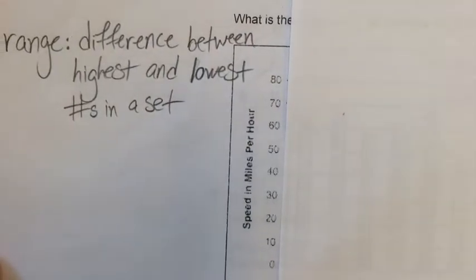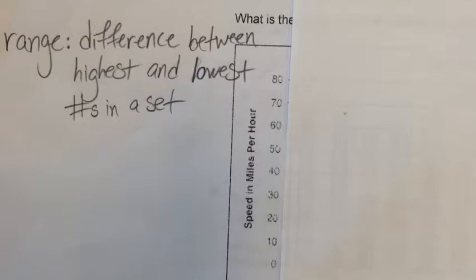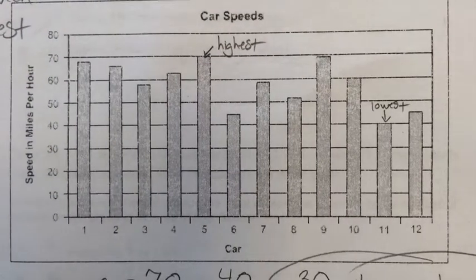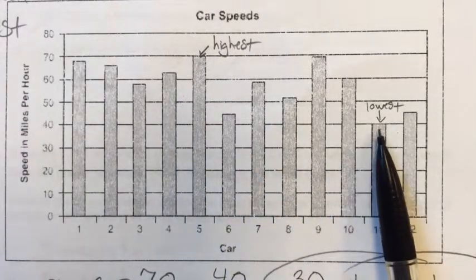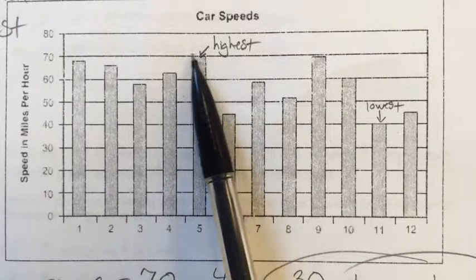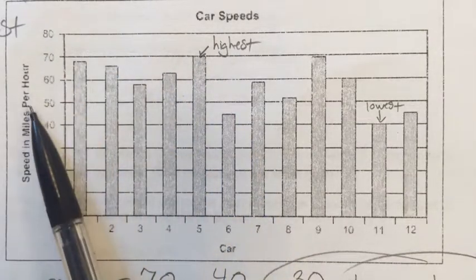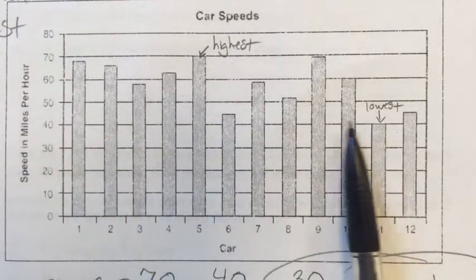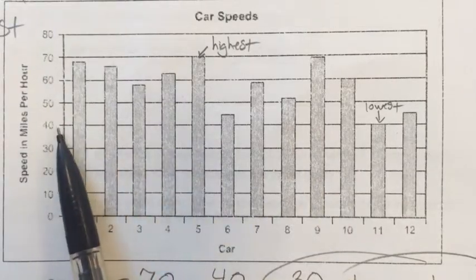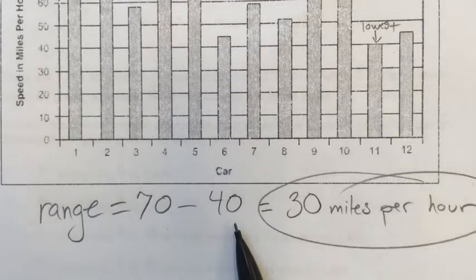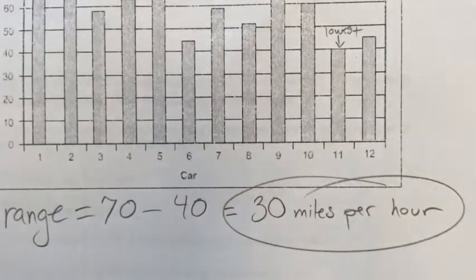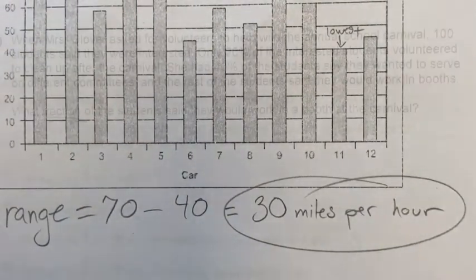You need to remember that the range is the difference between the highest and lowest numbers in a set of data. Here's our set. This was the highest bar. This was the lowest bar. The highest bar is 70 miles per hour. The lowest bar, if we follow the line, shows 40 miles per hour. 70 minus 40, 30 miles per hour. That's it. That's the range.